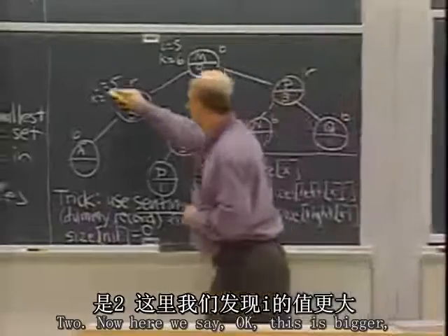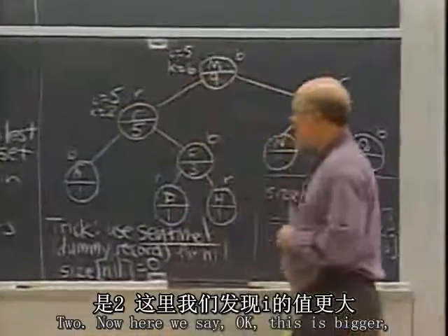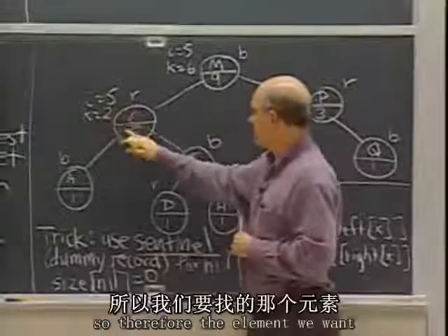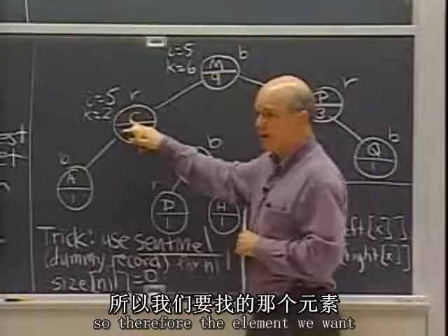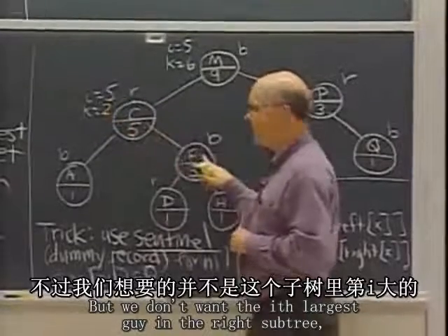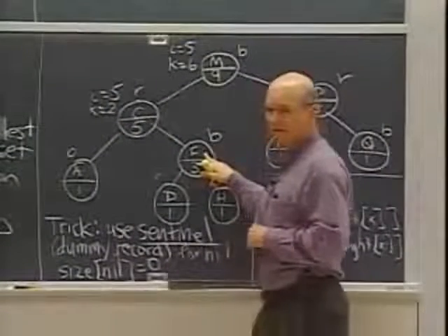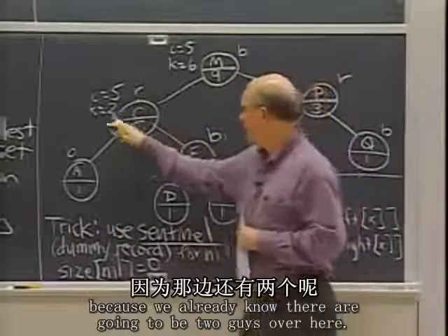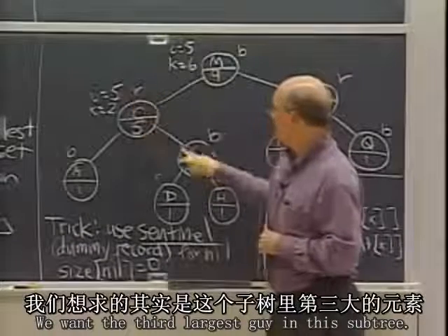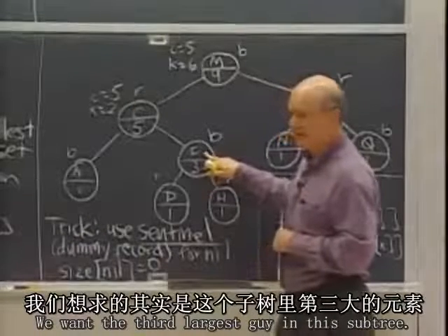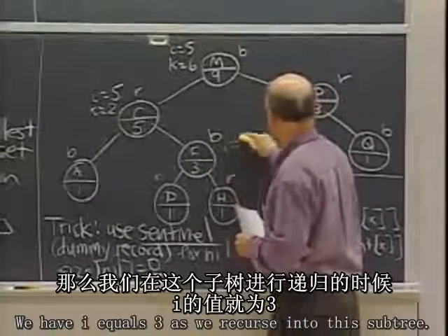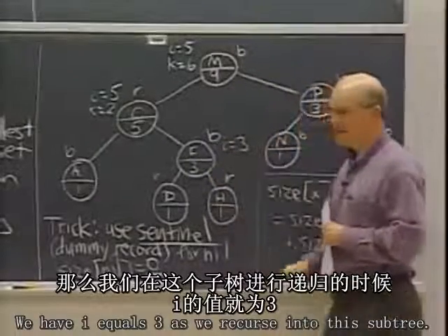Okay? And now here we say, okay, this is bigger, so therefore the element we want is going to be in the right subtree. But we don't want the ith largest guy in the right subtree, because we already know there are going to be two guys over here. So we want the third largest guy in this subtree. Okay, so we have i equals 3 as we recurse into this subtree.